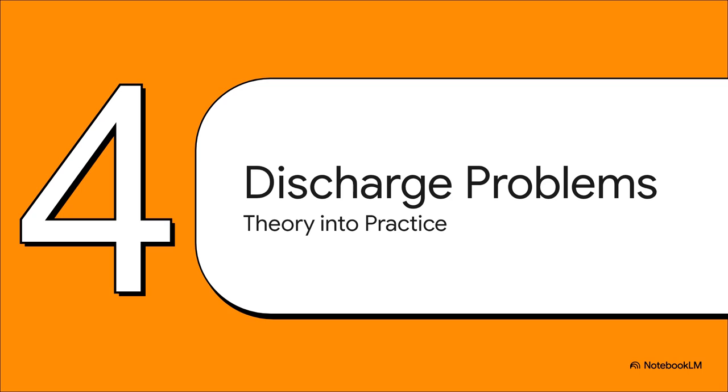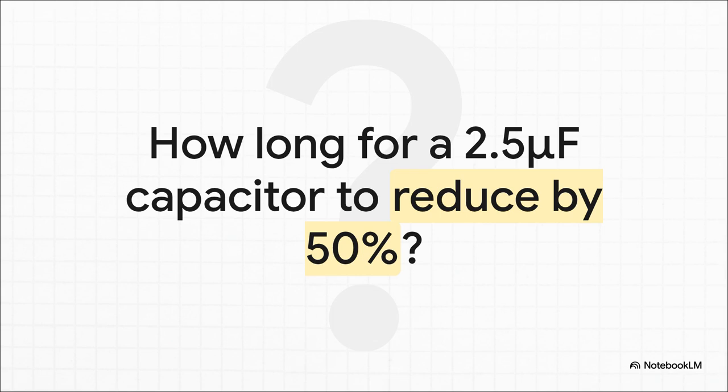Okay, the theory is solid, but the real test is seeing if we can actually use it. So let's shift gears and put these equations to work with some real-world problems. All right, here's our first one. We've got our capacitor and resistor values, and the goal is to find out how long it takes for the voltage to drop by half. Now, notice this is different from the time constant, which is how long it takes to drop to 37%. So this will take a little more work.